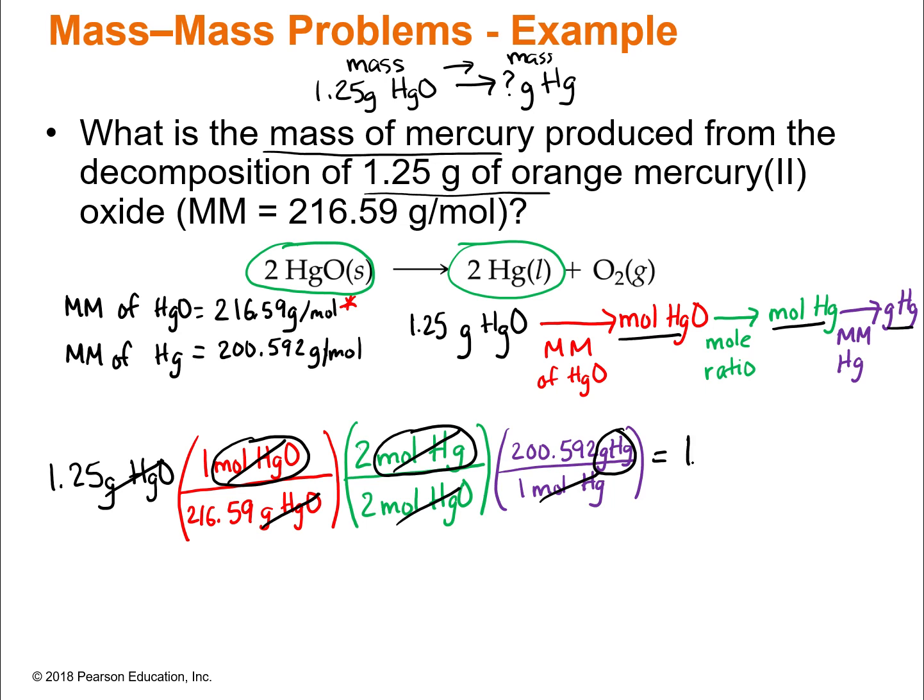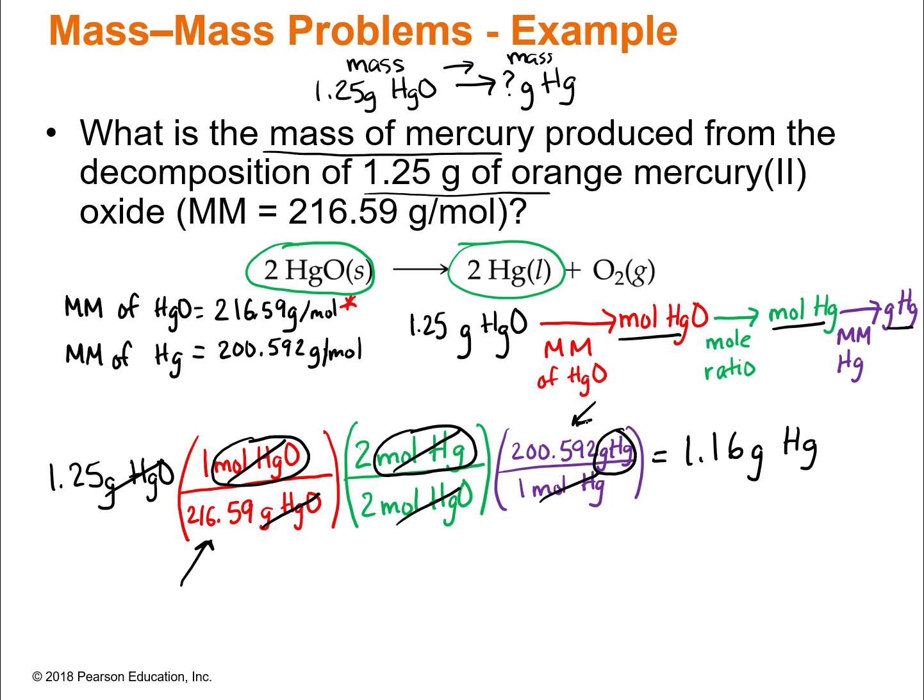Yes, that is what I got. So make sure that you can put all this into your calculator and that you're dividing when you see a number in the denominator and multiplying when you see something in the numerator. So that's our example for a mass-to-mass problem. You're taking the mass of one reactant or product and converting it to the mass of another reactant or product. And we're using molar mass and mole ratios along the way.